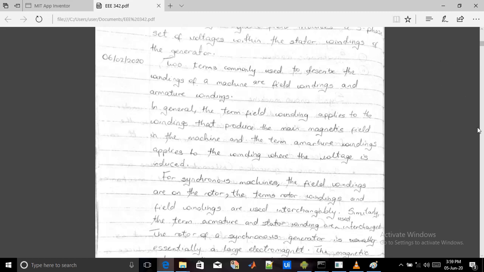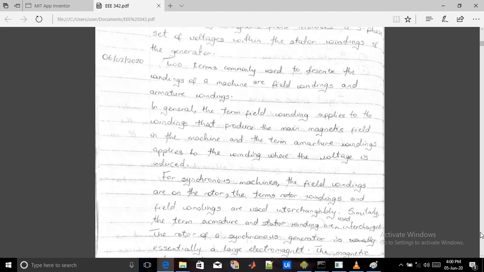three phase. You get? So now, okay, in general, the term field winding applies to the winding that produces the main magnetic field. I've already explained that. So now for synchronous machines, the field windings are on the rotor.